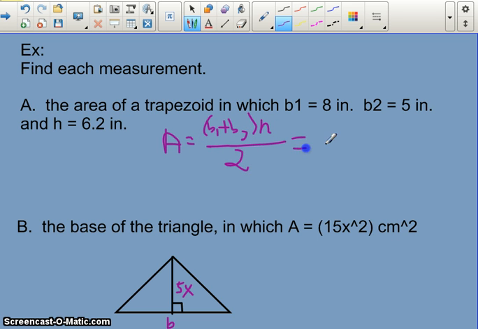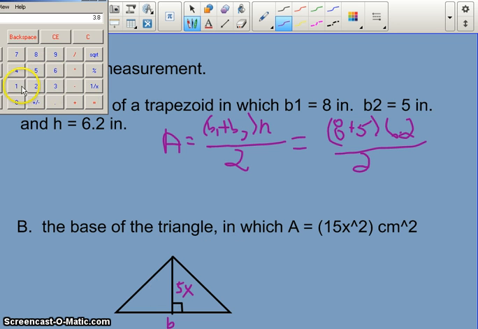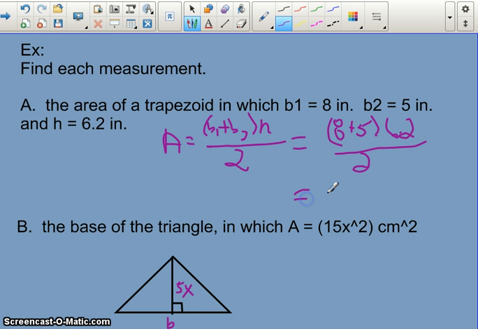So now let's substitute in. I've got 8 plus 5 times 6.2, all divided by 2. So that's going to be 13 times 6.2. Let's go down to the handy dandy calculator. It'll be 80.6 divided by 2, which would be 40.3 inches squared for the area of that trapezoid.